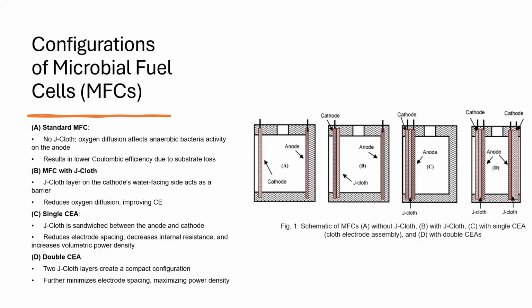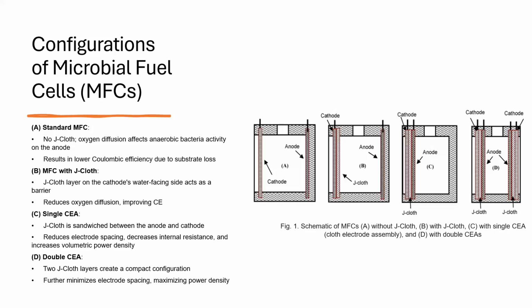Microbial fuel cell with J-cloth: in this setup, a J-cloth is added to the water-facing side of the cathode. This acts as a substitute for the proton exchange membrane, blocking oxygen diffusion and improving Coulombic efficiency. The J-cloth reduces oxygen transfer without the high cost or resistance associated with proton exchange membranes.